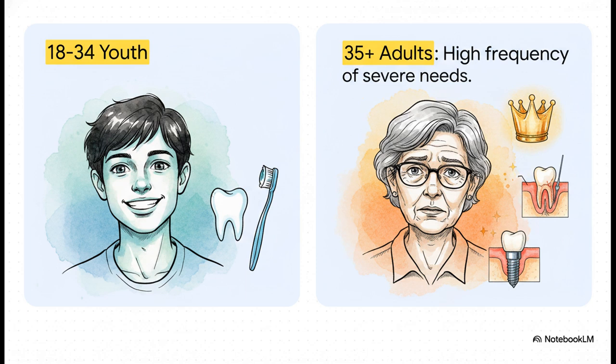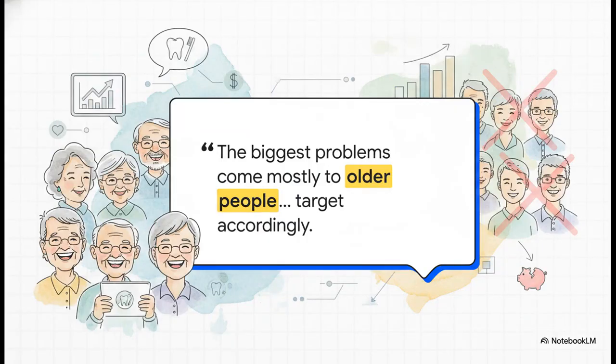Now look at the right side, adults age 35 and older. This is where you see a significantly higher frequency of immediate high-value dental problems. We're talking things like crowns, root canals, bridges, and implants. So the crucial point is this: the biggest problems come mostly to older people. Target age accordingly. As a marketer, you might actively choose to exclude or heavily minimize your ad spend on that 18 to 34 bracket. By shifting the bulk of your budget to target older demographics, you are perfectly aligning your ad dollars with the exact segment of the population that is naturally experiencing the high-ticket problems your clinic actually solves. It's a massive optimization win.